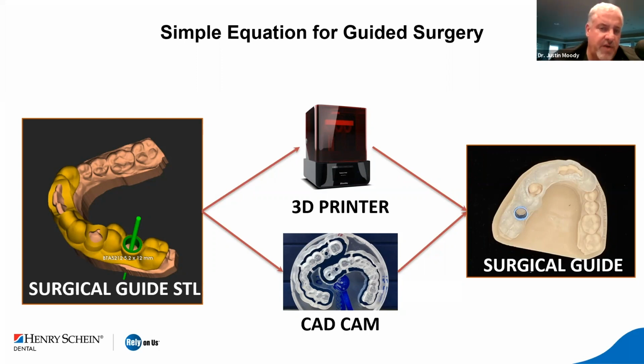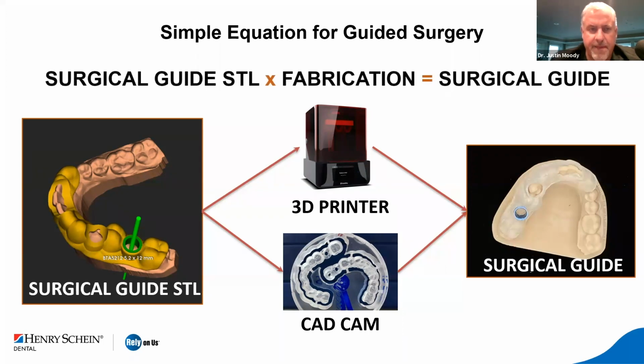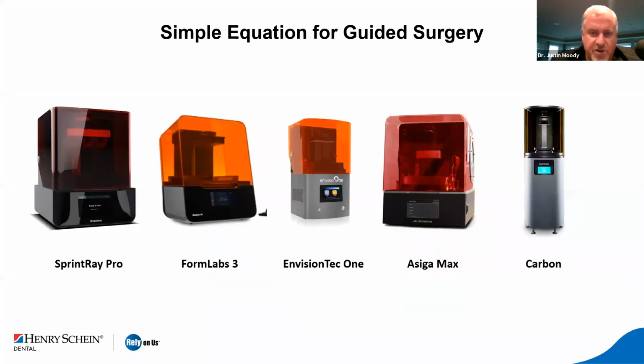And we've got Sprintray printers in our office in the clinic, and I'm going to talk predominantly about them, as that is what we have the most experience with and have had the best success with as well. So again, just an STL plus fabrication equals the surgical guide. There are a number of different printers on the market, and they range in price, they range in micron accuracy, they range in build plate size and the technology.